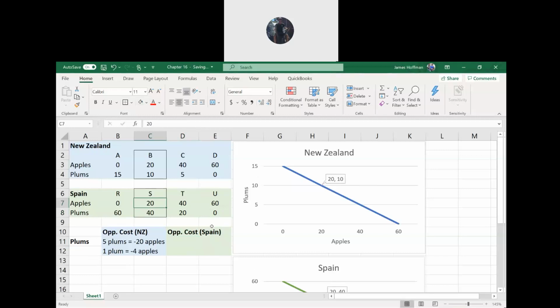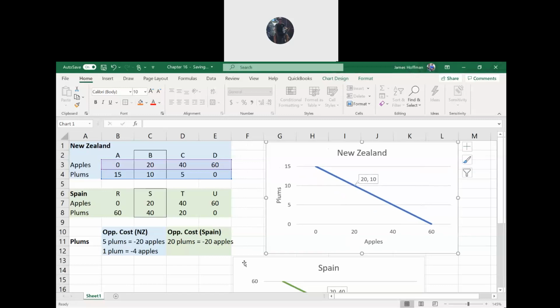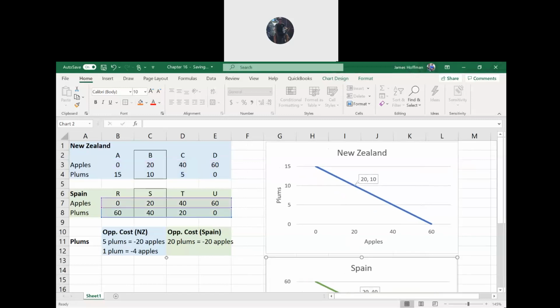So when they produce 20 plums, they lose 20 apples. So 20 plums equals minus 20 apples. All right, and then obviously if you just divide by 20, you can see that when producing 1 plum, you lose 1 apple. So plus 1 plum equals minus 1 apple.